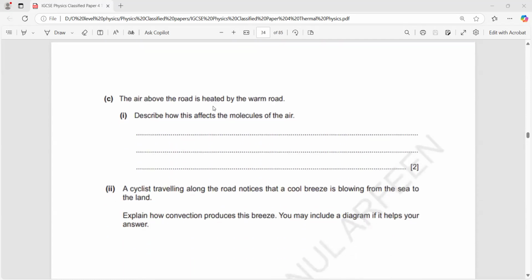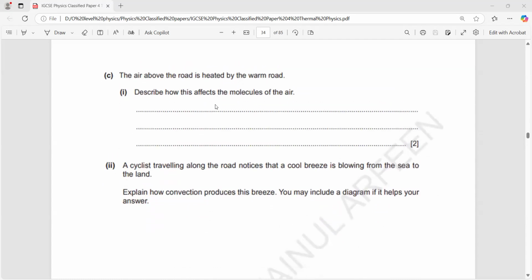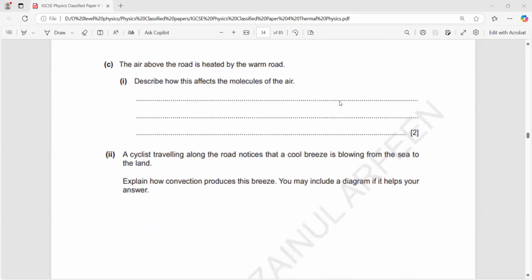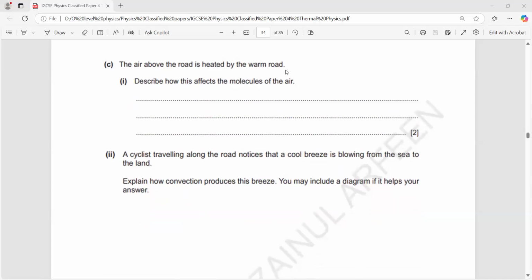In one minute version or in the whole definition? The whole definition. The air above the road is heated by the warm road. Describe how this affects the molecules of the air. They vibrate more, they diffuse more.